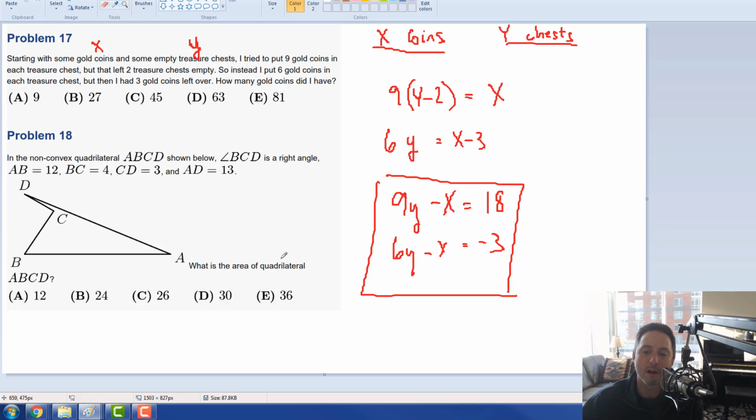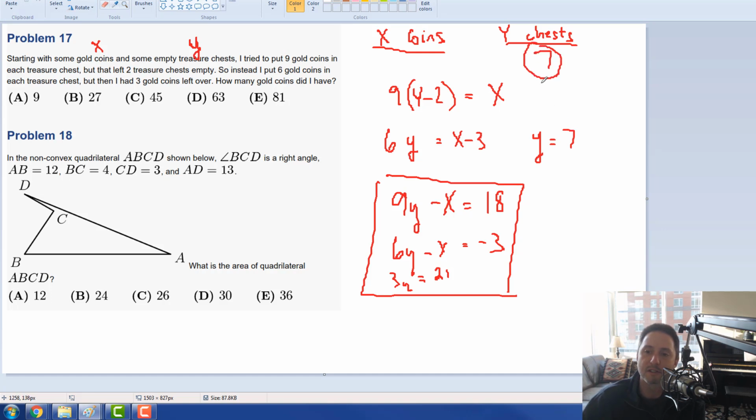9y minus 6y. Oh boy. Every time we get to the edge of this thing, it gets a little messy. We get 3y, negative x minus x is 0. 18 minus negative 3 is 21. We're getting y equals 7. So let's put a 7 here.